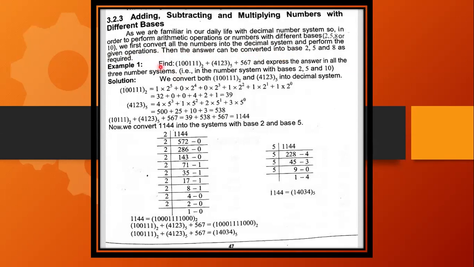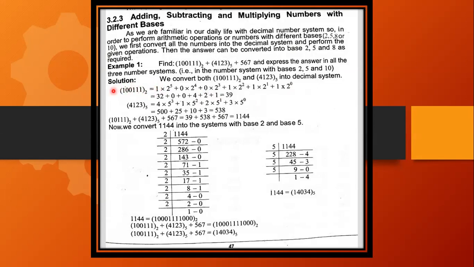Let's suppose example number 1 is asking you to find and express the answer in all 3 number systems. The 3 number systems are 2, 5, and 10. Now, to start a solution, you can see that the numbers are not without base. Every number has a base. Like the first term has base 2, the second term has base 3, and the third term is without any base. So first of all, I have to convert into the decimal system, as I have taught you in exercise 3.1 how to convert.